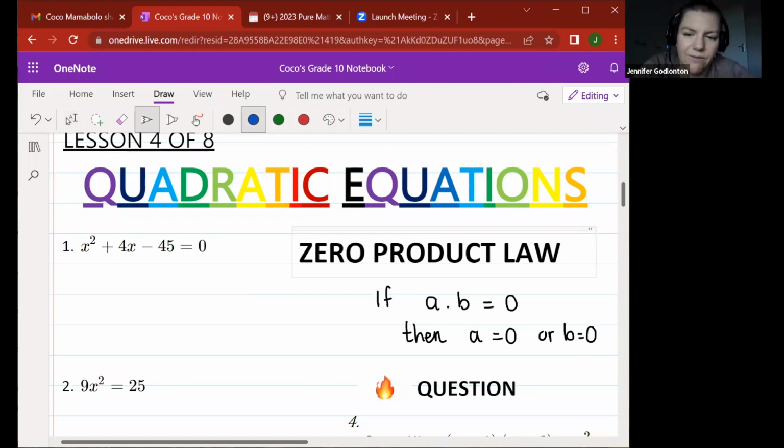If I had 5 times 0, then my answer would be 0. If I had 0 times 2, my answer would be 0. So it's just saying that 0 times anything is 0. That's what the zero product law is telling us.